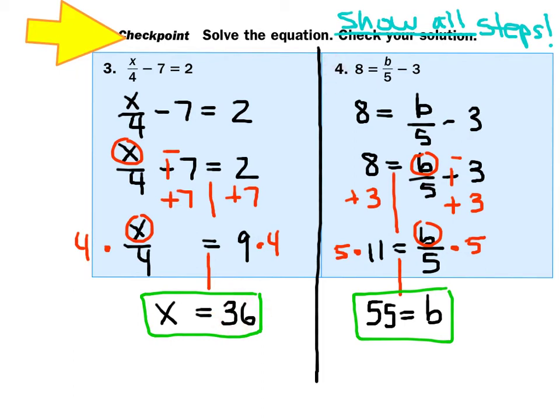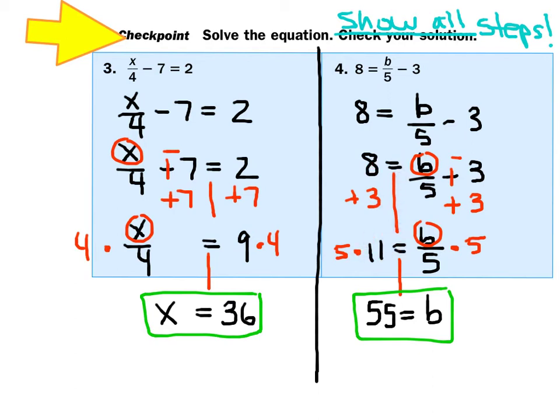So look at number 4. I have 8 equals b over 5 minus 3. So I wrote the equation, circle the variable, I added a line and changed the sign in front of the 3, and I brought the wall down. See the adding negative 3? So I want to destroy that, so I add a positive 3 on both sides of the wall, and then I simplify. 8 plus 3 gives me 11.